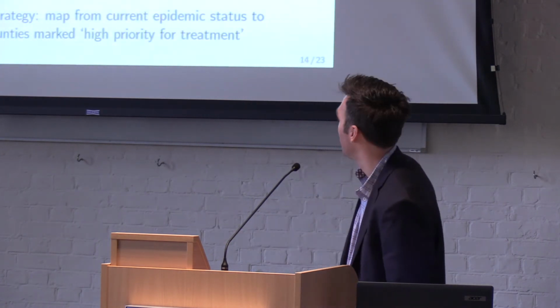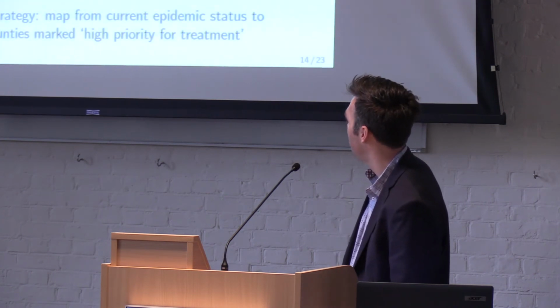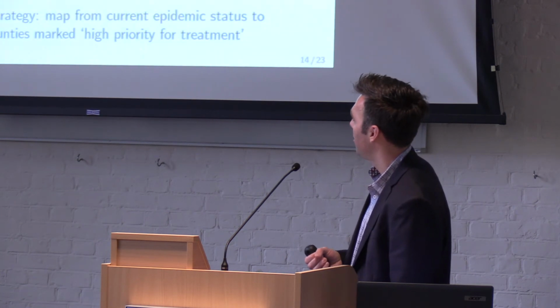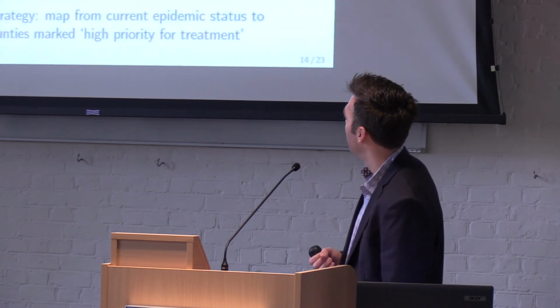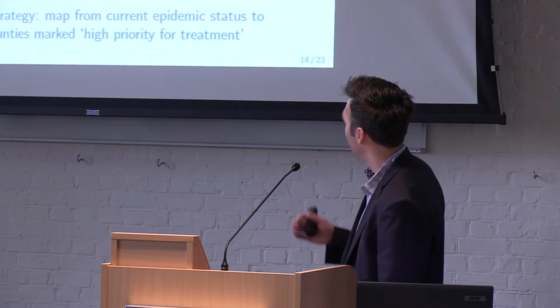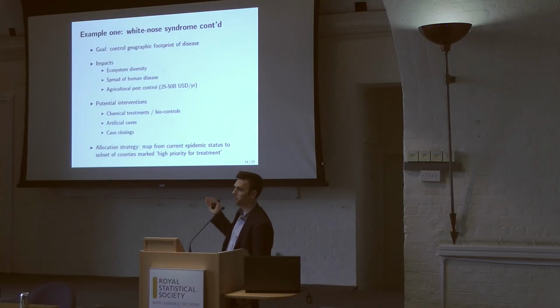Okay, so the goal here was to control the geographic footprint of the disease. Impacts I mentioned include ecosystem diversity and the spread of human disease through disease vectors like mosquitoes. Agricultural pest control turns out to be very expensive, worth tens of billions of dollars, because these bats eat insects, and for the insects they don't eat, you have to spray pesticides, which are both expensive and also damaging.